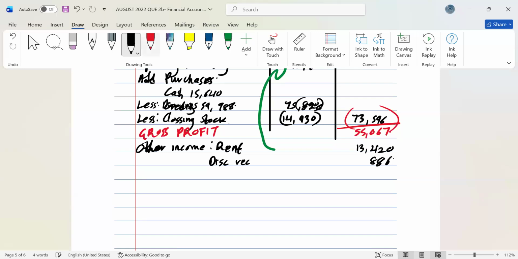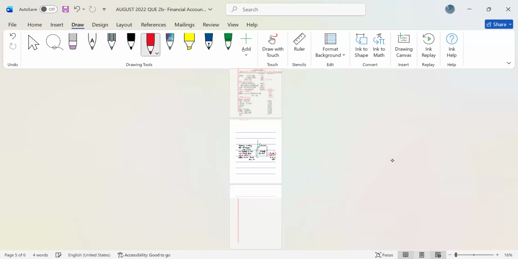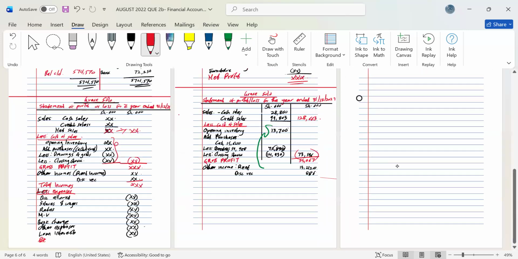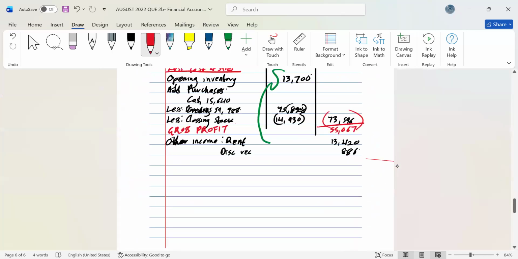So if we add that, whatever we're going to get is what we call total income. What is our total income? Is it 69,373? 69,373. Now, can we less expenses?